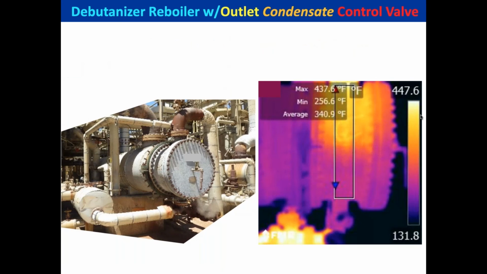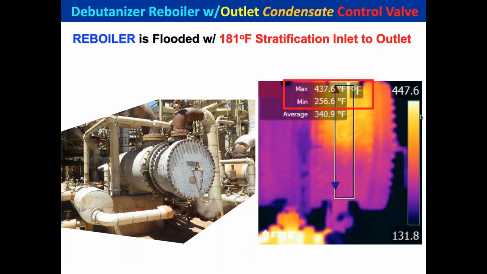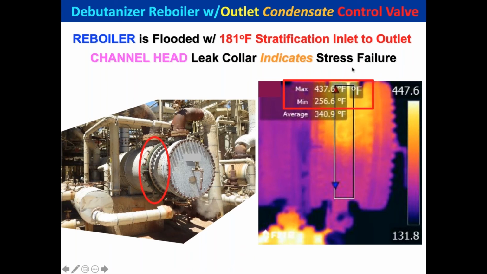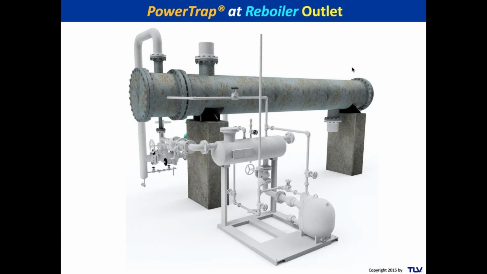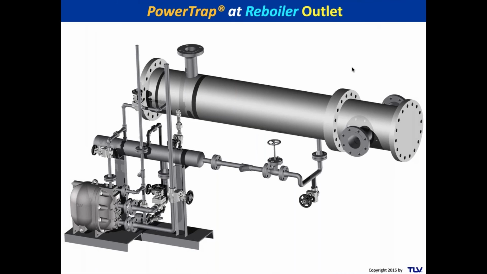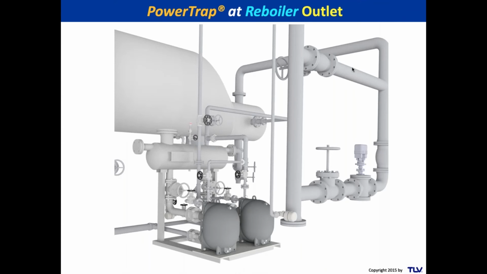This is a debutanizer, so this is kind of fun. I mean, the reboiler is flooded, and you take a look over here. Look what you're seeing here. You see a leak collar, and then look at the temperature stratification. You've got 181 degrees stratification from the inlet to outlet. So this thing is flooded. It could be easily fixed with a simple setup like this, which would improve the reliability. It would look something like that, or like that. It just depends on where you put the pump set.